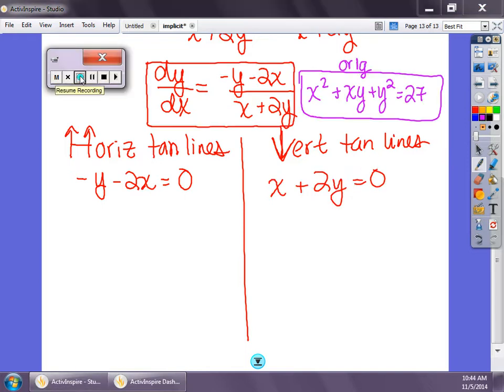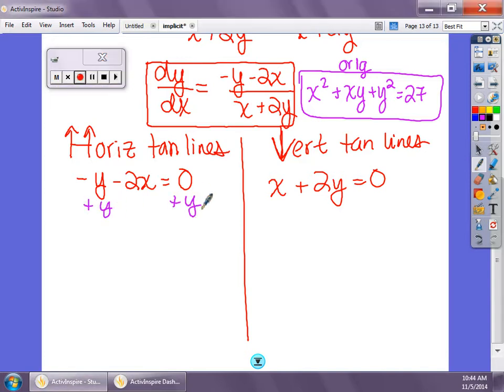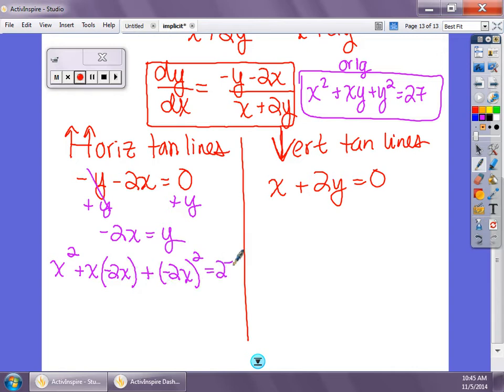Okay? That's what I would suggest, to solve for y. So I'm going to move the y over to the other side. So plus y, negative 2x equals y. Okay? Now I take this negative 2x, and here's where a potential mistake could happen. What am I plugging into the original? Which variable am I replacing in the original equation? I replace the y with negative 2x, so you have to be careful. So there's my original. I keep the x squared plus x and replace the y with negative 2x, plus negative 2x quantity squared equals 27.